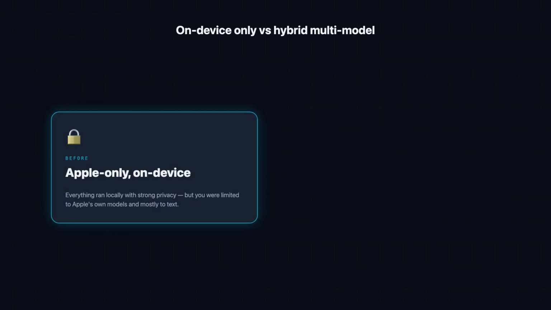So here's the before and after, side by side. The real story is a change in philosophy. Before, the model was on-device and Apple only. Everything ran locally with strong privacy, but you were limited to Apple's own models and mostly to text. If you wanted a frontier model or image understanding, you left Apple's framework entirely.